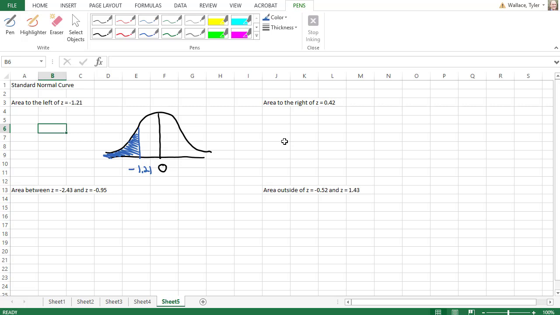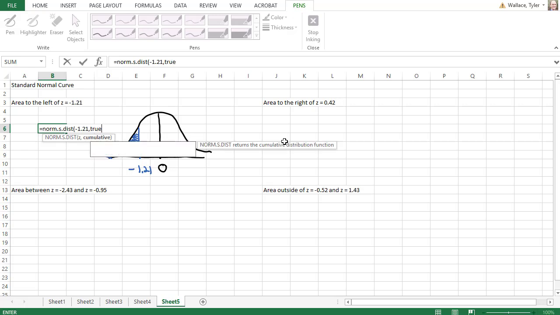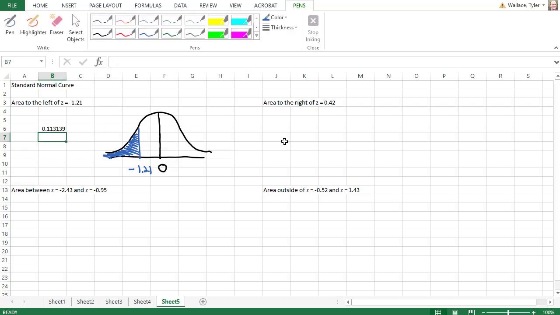So for this first example, I can just type in equals NORM.S.DIST for standard normal distribution, open a parenthesis, type in the z-value of negative 1.21, comma, and then we'll always type in TRUE and close the parenthesis. When I hit enter, it's going to give me the area to the left of negative 1.21 on the standard normal curve is 0.1131. In other words, the probability that I'm to the left of negative 1.21 is 0.1131.